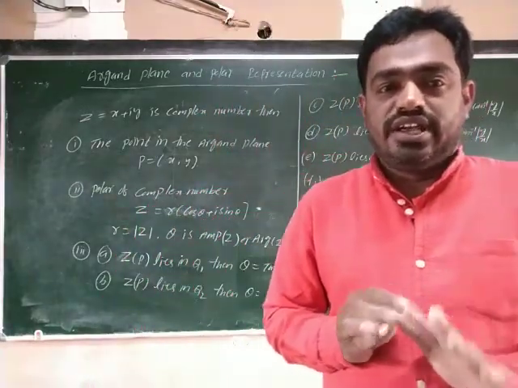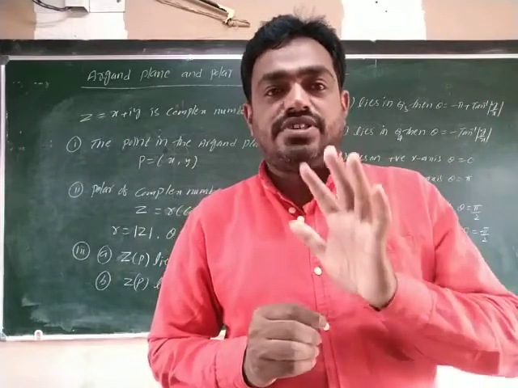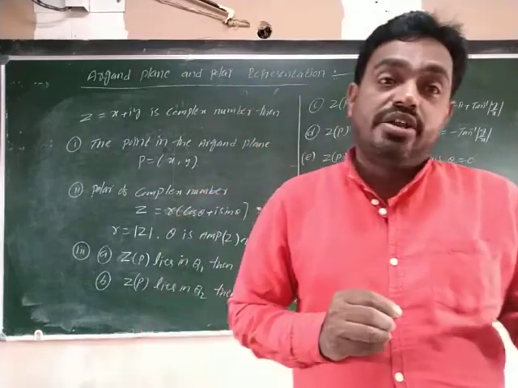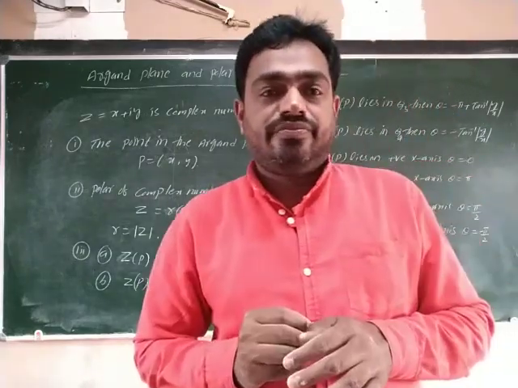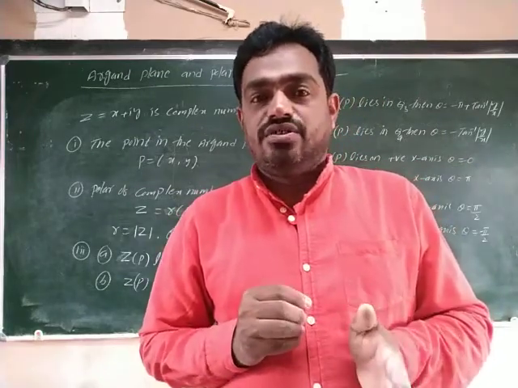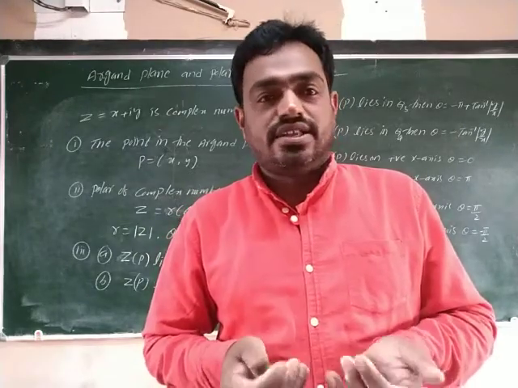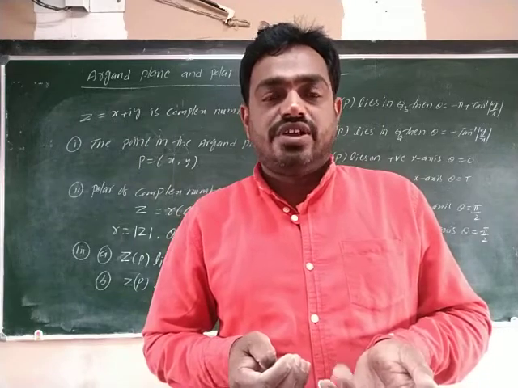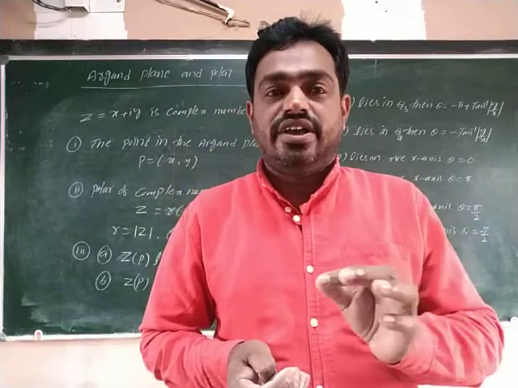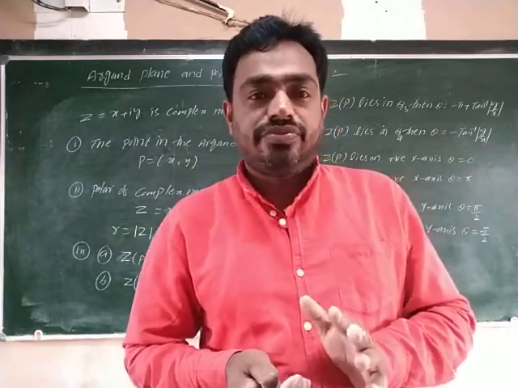Next, polar representation. z = x + iy has the corresponding point P = (x, y). The polar form of the complex number is z = r(cos theta + i sin theta). What is r? The modulus, nothing but square root of x square plus y square. And theta is called the amplitude or argument of the complex number z.